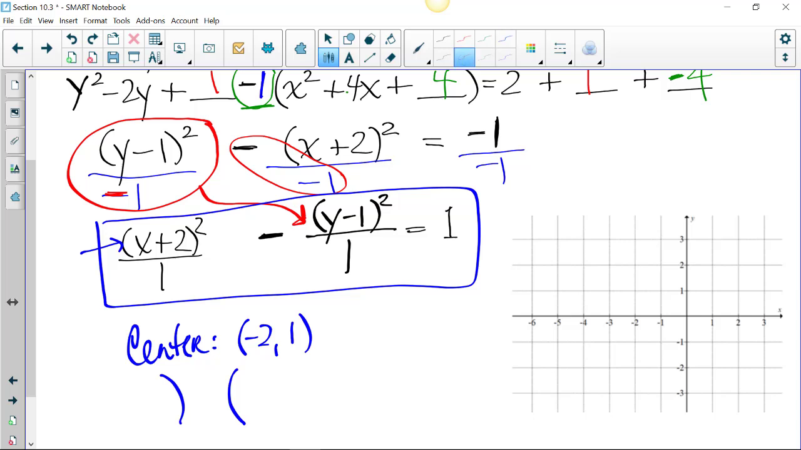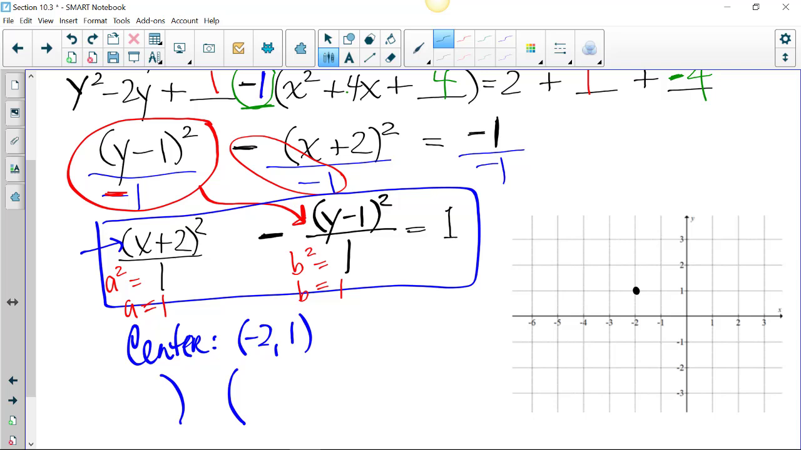I know then that a squared is 1, b squared is 1, so a is 1, b is 1, so if you get them mixed up, you're still going to be right. I love that. All right, so let's graph. I don't know why all of our hyperbolas ended up in the same quadrant. Sorry. -2, 1. Here's my center.